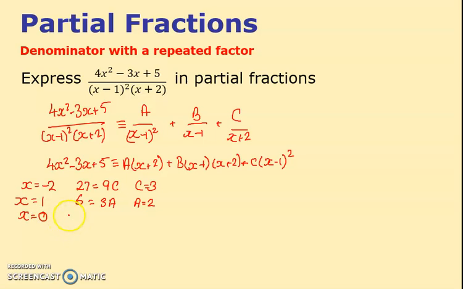You just randomly pick a number. The easiest number to pick is 0. So x equals 0. Into the left-hand side, I get 5. Into the right-hand side, well, you've got a bit more work to do. 0 plus 2 is 2a. 0 here gives me minus 1 times that 2, which is minus 2b. Plus, put 0 into that, I get just c.